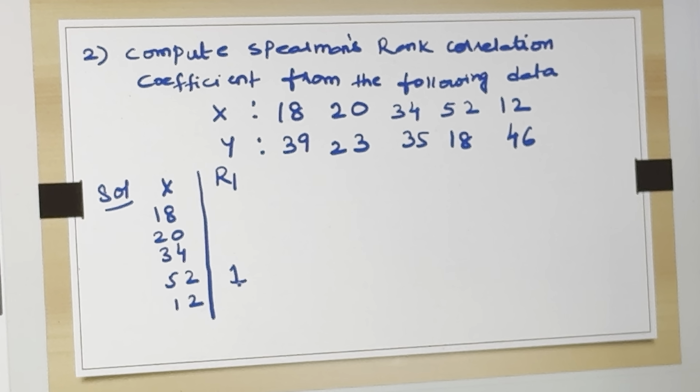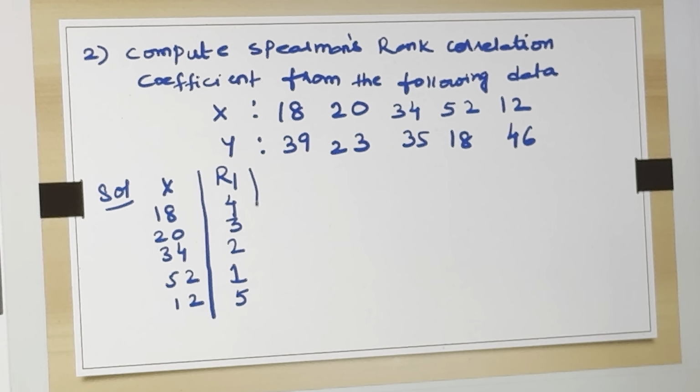52 के अगेंस्ट यू विल बी पुटिंग द नंबर 1. नाउ व्हाट इज द नेक्स्ट नंबर विच इज अवेलेबल आफ्टर 52? 34 is the highest number. So against 34 you will be assigning the rank 2. Then after 34, what is the next highest number? 20. Against 20 you are going to put the rank 3. Then you have 18. 18 के against rank 4 you can put, and for the last number 12 you can put rank 5. ठीक है, हाईएस्ट नंबर से लोएस्ट नंबर कंसिडर करके हमने एक एक नंबर को रैंक असाइन किया है.